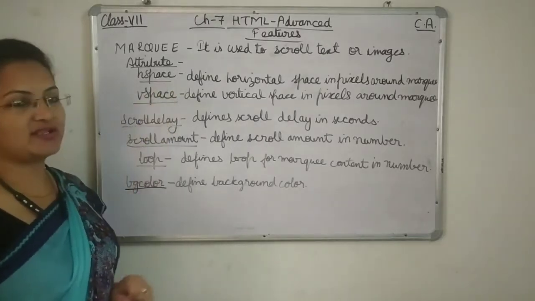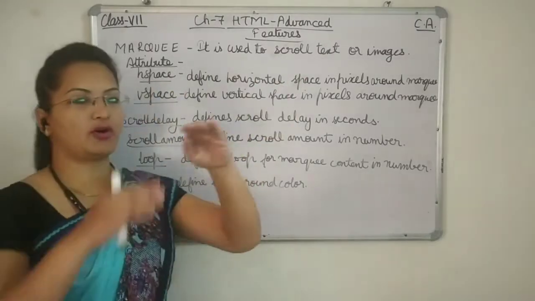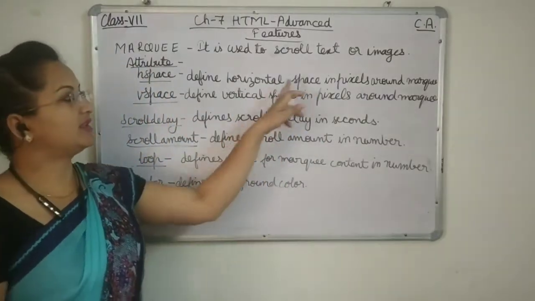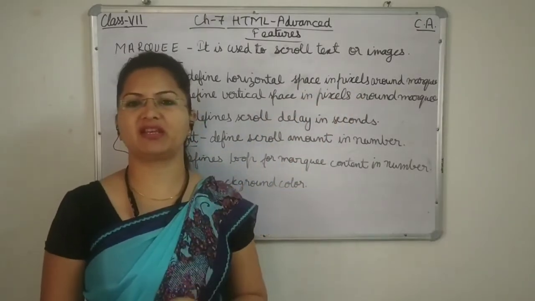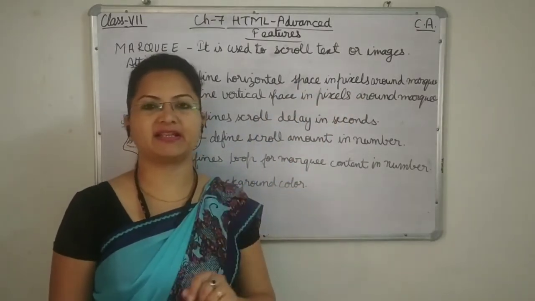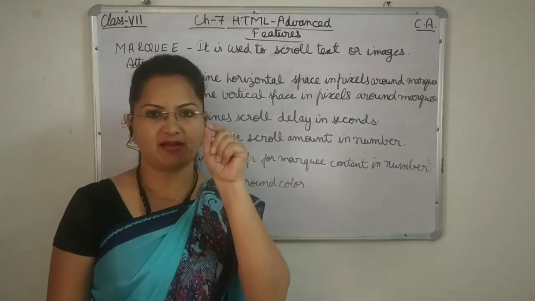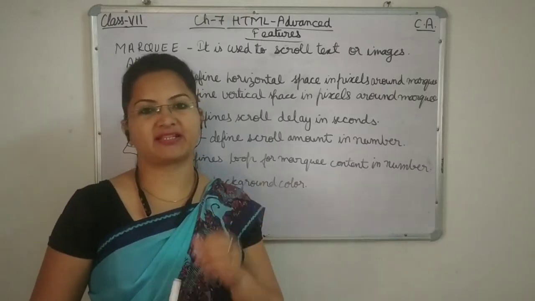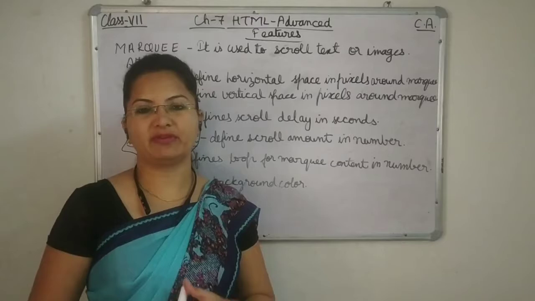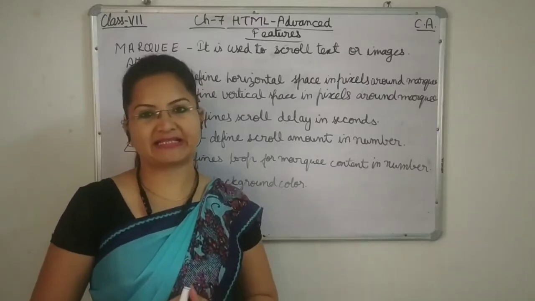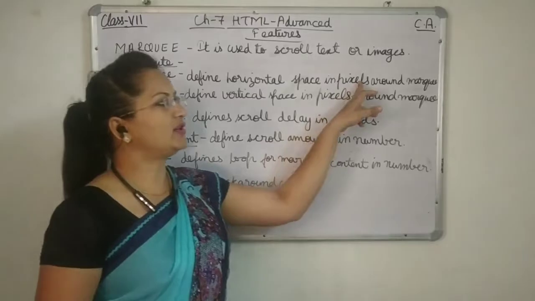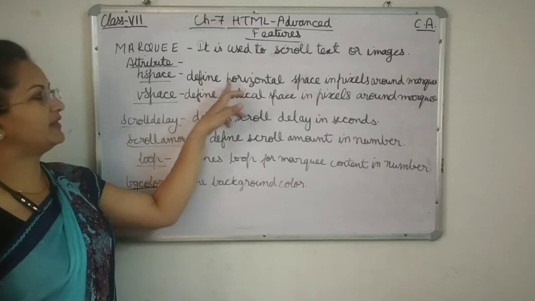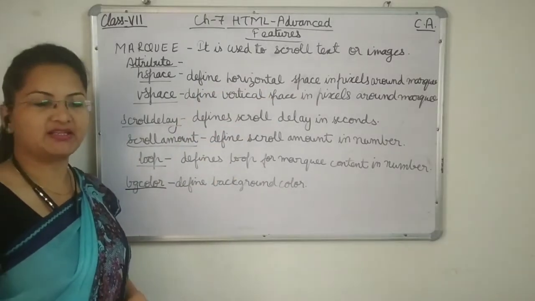So here, first of all, hspace. If we want to define the horizontal space around the text, then we can use hspace. This space will be in pixels. You might have seen pixels in CRT, LCD, LED or TVs. There are small square dots. Those small square dots are pixels. When pixels glow, we are able to see the image on these screens. So every single square dot on the screen is a pixel. In those pixels, it will define the space around the marquee tag.